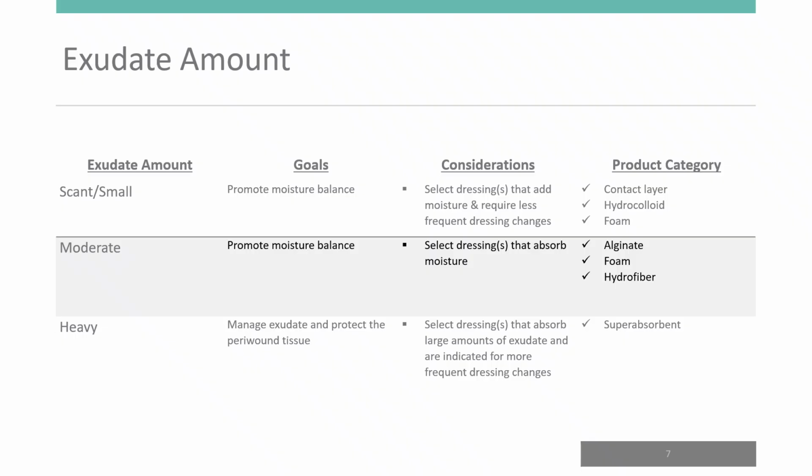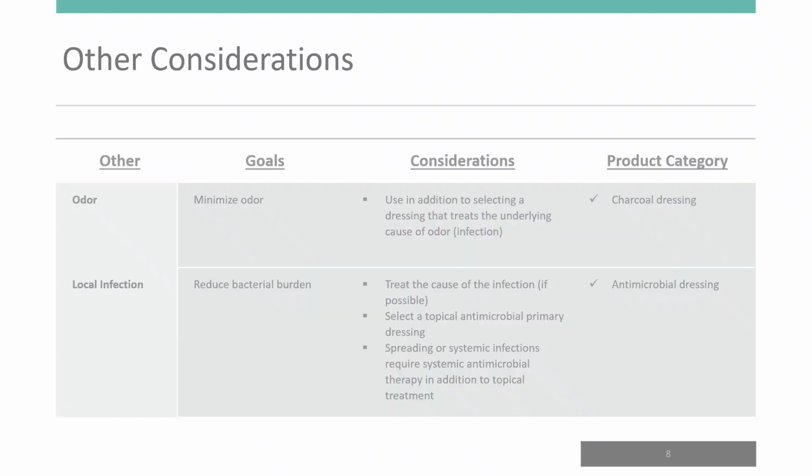If the wound has a heavy amount of exudate, managing exudate and protecting the peri-wound is the goal of therapy, and we should consider selecting dressings that absorb large amounts of exudate and are indicated for more frequent dressing changes, such as a superabsorbent. Other considerations: if the wound has odor, the goal is to minimize odor. So use any addition to selecting other dressings that treat the underlying cause of odor, such as infection. Product category to consider would be a charcoal dressing.